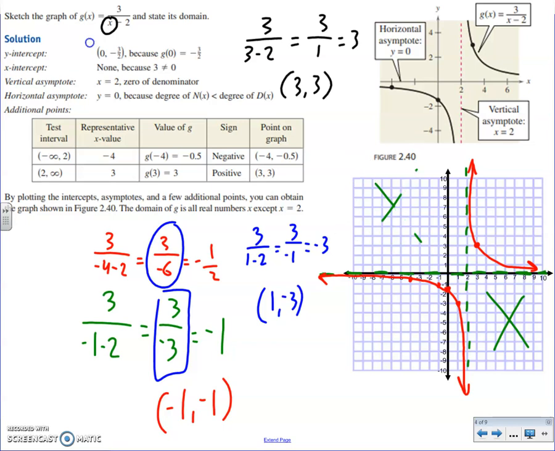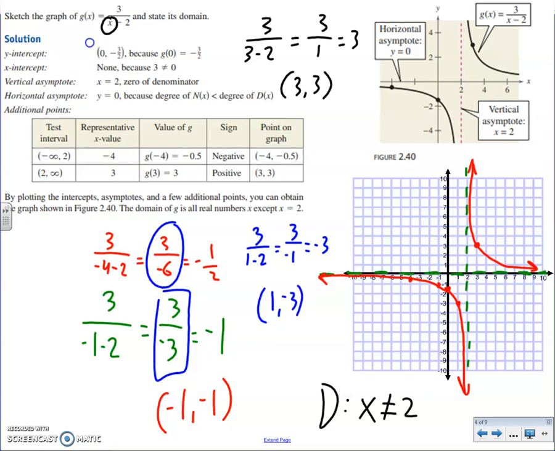All right, and then did it say anything else? So state the domain. The domain here is all real numbers except x cannot be 2. That was our restriction. That's our vertical asymptote.